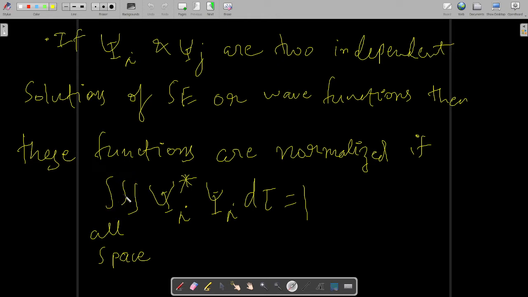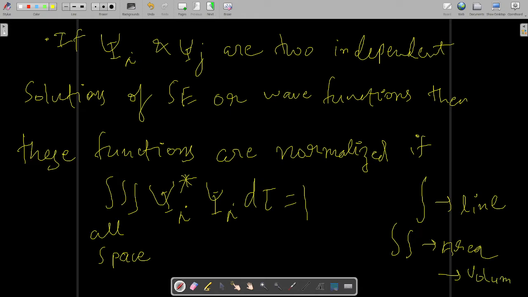Just remember this thing, that integration over a line is a single integral, okay. Whenever we integrate over a line, it is a single integral. Whenever we integrate over an area, it is a double integral, and whenever we integrate over volume, it is a triple integral. Okay, this thing you have to remember.